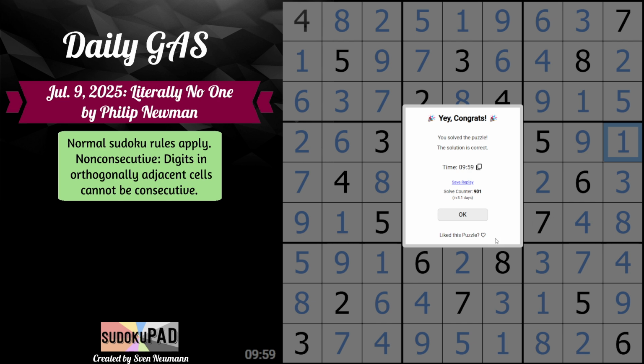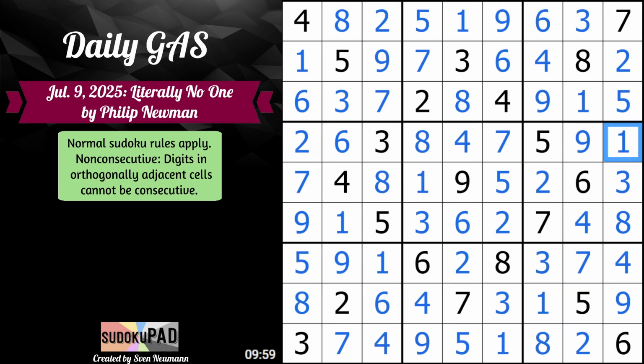Just under 10 minutes, with literally no one, by Philip Newman. So, yeah, definitely struggled to break into that for some reason. Maybe I'll blame the fact that it's a little late at night. I clearly missed the clever piece that Philip wanted to see. I think in the end we got there, but probably not as elegant as Philip intended.